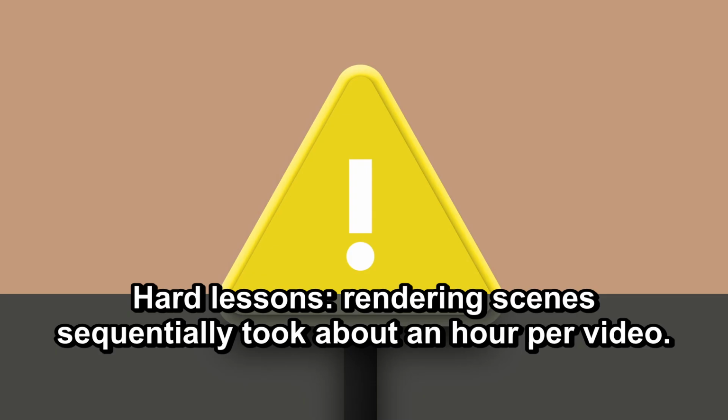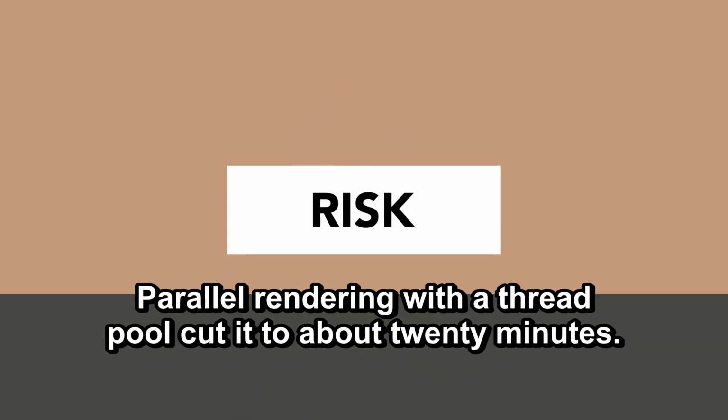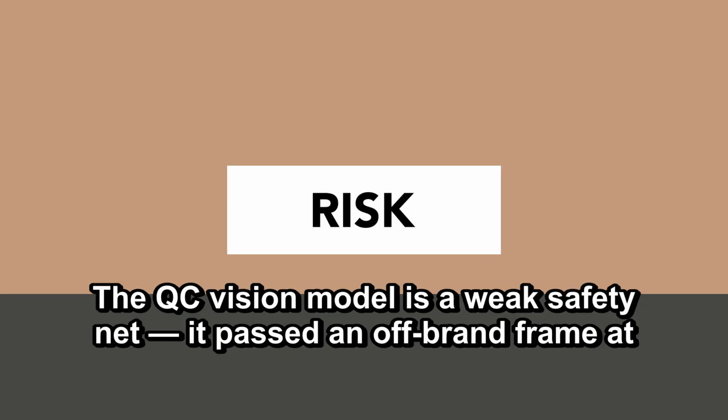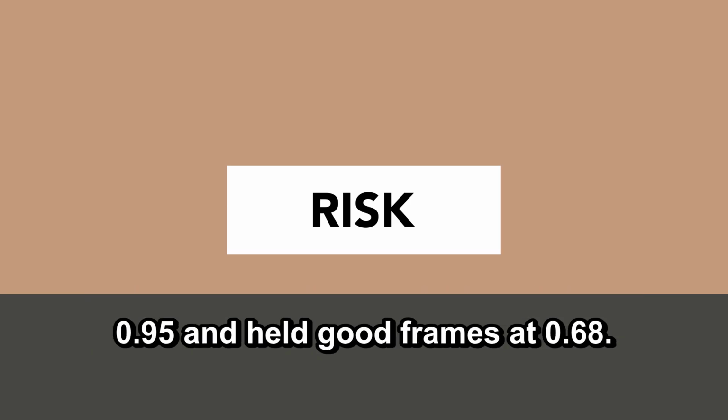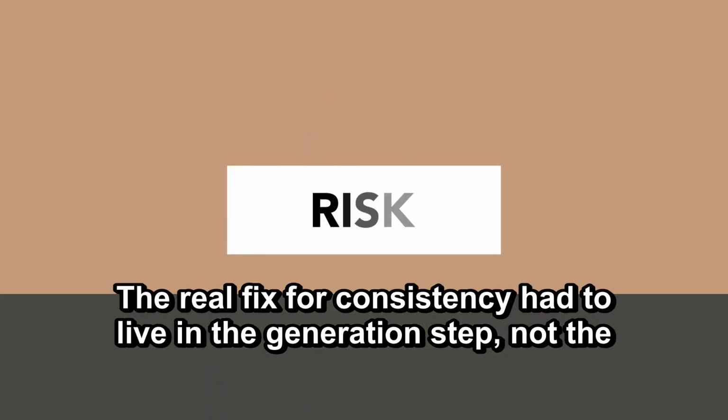Hard lessons. Rendering scenes sequentially took about an hour per video. Parallel rendering with a thread pool cut it to about 20 minutes. The QC vision model is a weak safety net. It passed an off-brand frame at 0.95 and held good frames at 0.68. The real fix for consistency had to live in the generation step, not the checker.